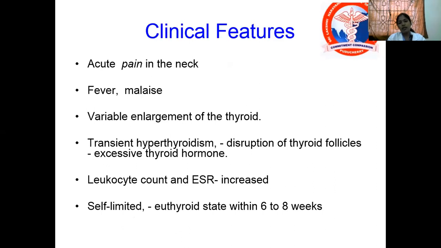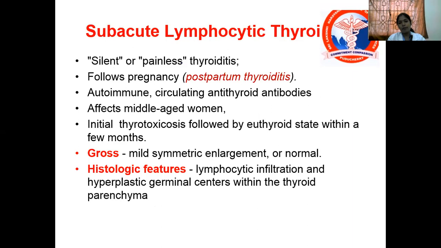Coming to the clinical features, there is acute pain in the neck. The patient complains of fever, malaise, and enlargement of the thyroid. There is a transient period of hyperthyroidism, which mainly occurs because of the disruption of the thyroid follicles, which secrete excessive thyroid hormone. The leukocyte count and ESR are increased. This condition is self-limited, and the patient reaches the euthyroid state within 6 to 8 weeks.